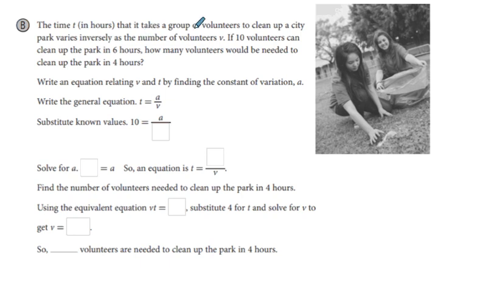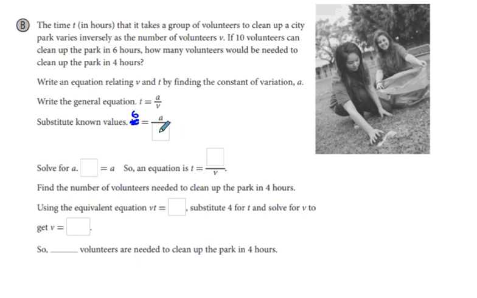Next, the time t in hours it takes a group of volunteers to clean up a city park varies inversely as the number of volunteers v. If 10 volunteers can clean up the park in 6 hours, how many volunteers would be needed to clean up the park in 4 hours? So here we have, write the general equation t equals a over v, and basically we're going to plug in numbers for t and v, and it says substitute known values. Well, we have 10 volunteers in 6 hours. No, it's not 10, guys. That's t. T is going to be 6 hours.